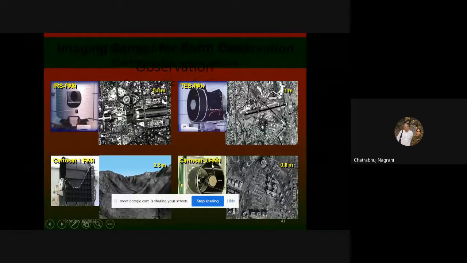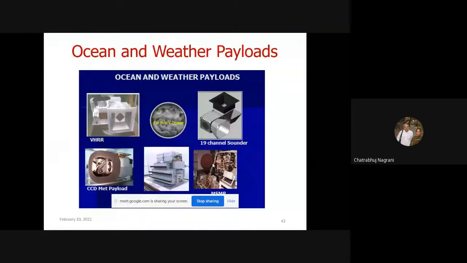Then less than 1 meter, we use Cartosat 2, 0.8 meter, 0.5 meter. Of course, we were using a different technique for that. Here, some of the ocean and weather satellites, I will not go deeper into that right now, because I have told you all the resolutions and details.